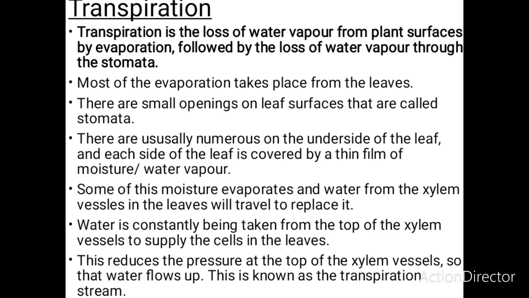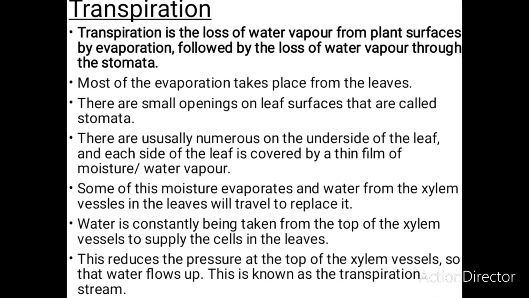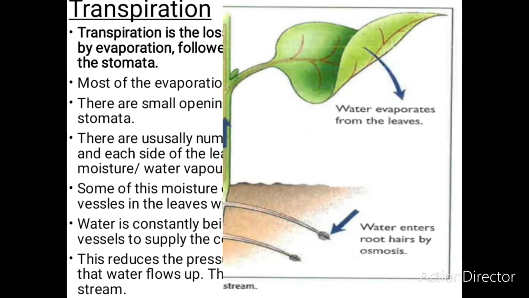Some of this moisture that covers the leaf evaporates, and water from the xylem vessels in the leaves travels to replace that thin film of moisture. So water is constantly being taken from the top of the xylem vessels to supply the cells in the leaves. This reduces the pressure at the top of the xylem vessels so that water flows up the xylem vessels. All this is known as the transpiration stream.